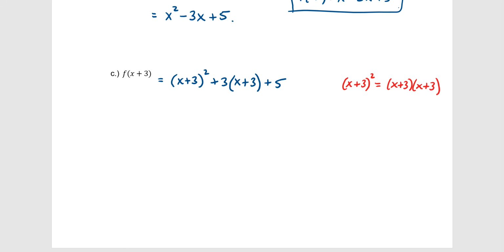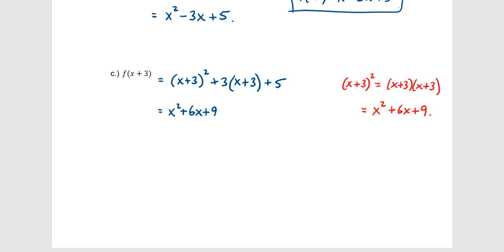So x plus 3 squared is the same as x plus 3 times x plus 3. Foiling that out, we're going to end up getting x squared plus 6x plus 9. So just don't make the mistake of just squaring the x and squaring the 3 and that's it. Make sure you're distributing that out or foiling it out.